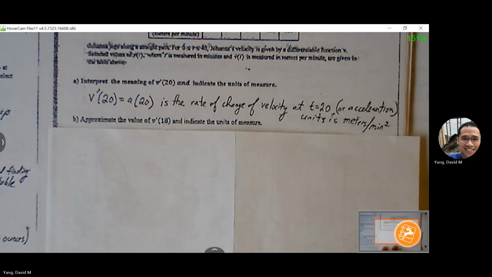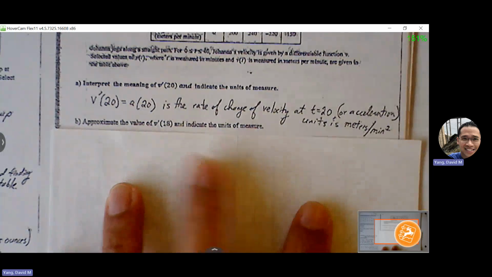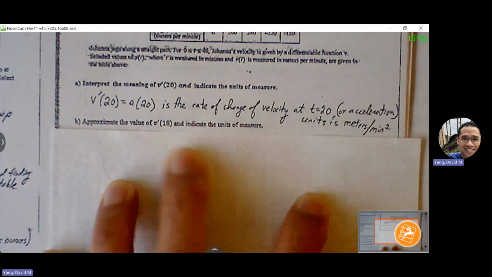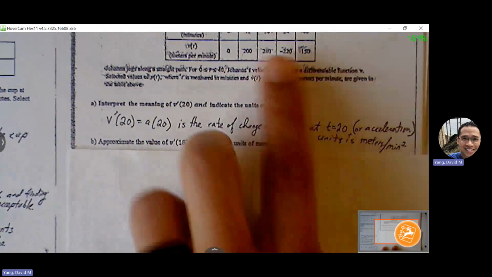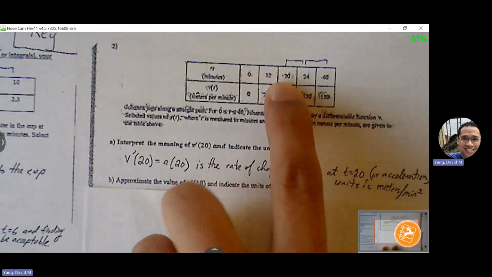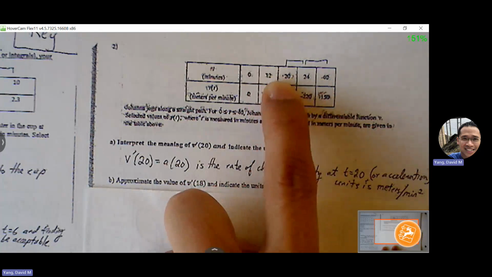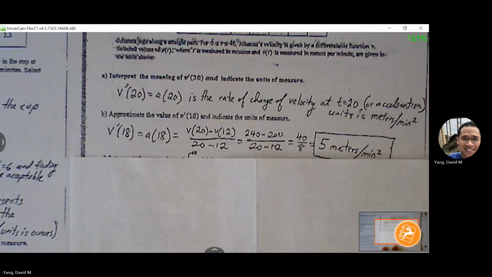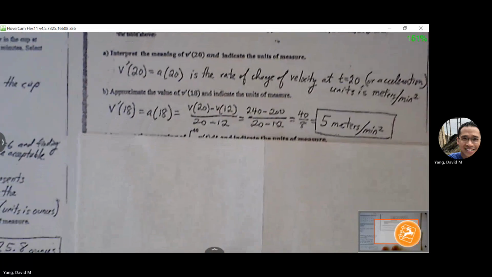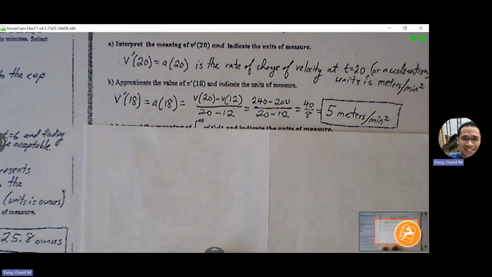That's fine. Yeah. Approximate the value of v prime of 18. So approximating basic acceleration here. For 18, we're forced into using these two ordered pairs because 18 lands between 12 and 20. So we'll just do change in velocity over change in time. Units will be meters per minute squared.